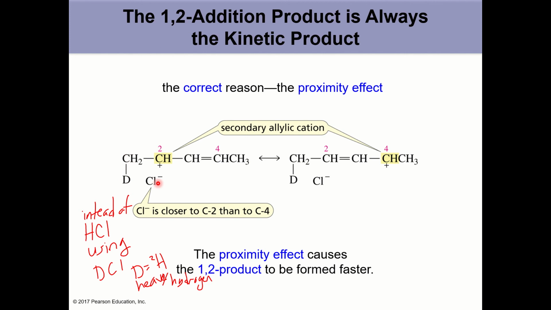So once D adds, it has just broken its bond to chlorine. So this deuterium was bonded to this chloride atom. And when it bonded to the carbon, the bond between deuterium and chloride broke, but the chloride is still close to deuterium. And it's physically closer to carbon 2 at that point than it is to carbon 4. And so it is, because of its proximity to carbon 2, that the 1,2 product is always formed faster and is always the kinetic product.